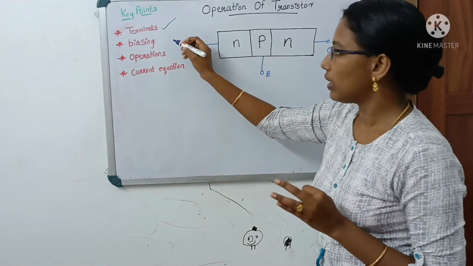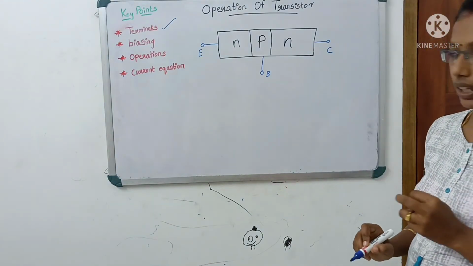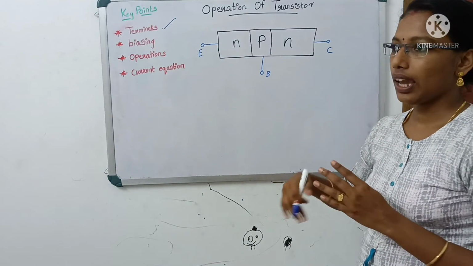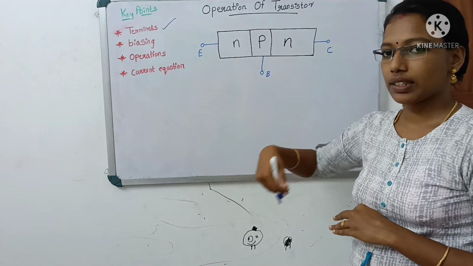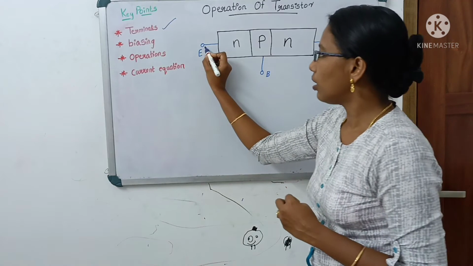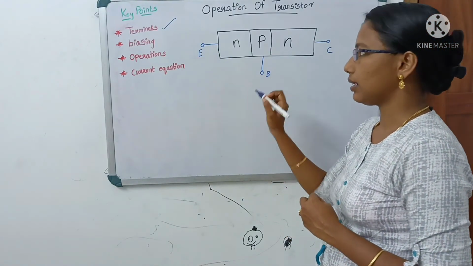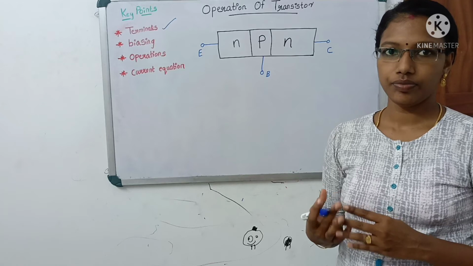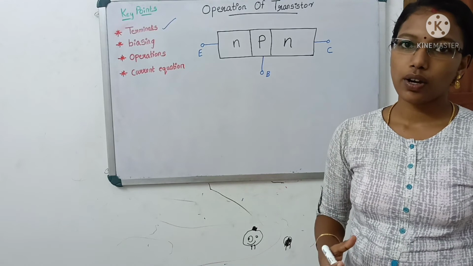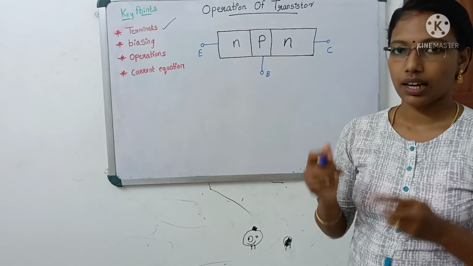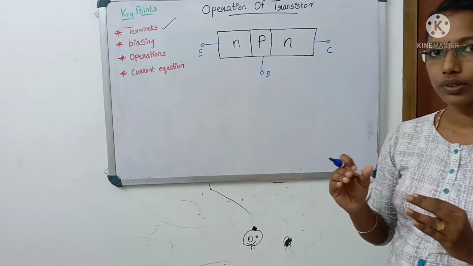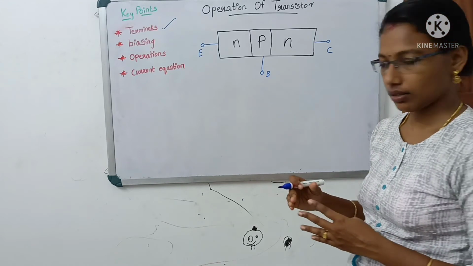Then we will move on to the next topic, that is biasing. What do you mean by biasing? In these three terminals we are applying an external voltage through a battery. When we apply a voltage through the battery, we call it biasing. When an external voltage is applied to the terminals of the transistor, we call it biasing of a transistor. Basically the biasing of a transistor is of two types. How that comes about, we will discuss now.